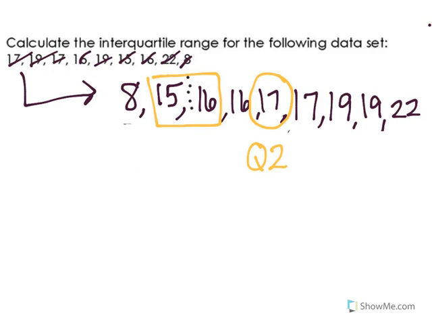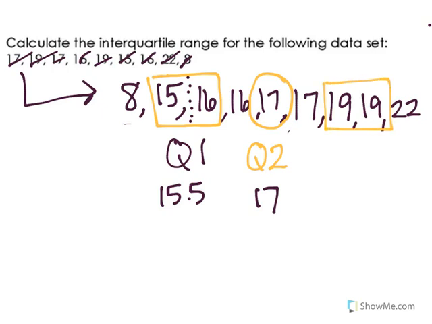So right here, my quartile 1 is 15 and 5/10. My median, or my quartile 2, is 17, and now I need to find my quartile 3, which is the median of the upper half of my data set. I see that the upper half of my data set has 2 numbers exactly in the middle. However, the average of the same number, so the average of 19 and 19, is just 19. So quartile 3 is 19.